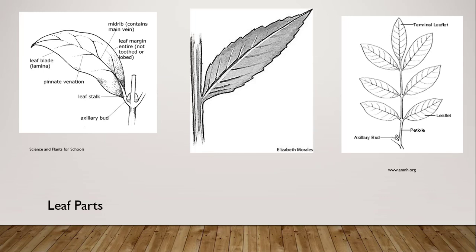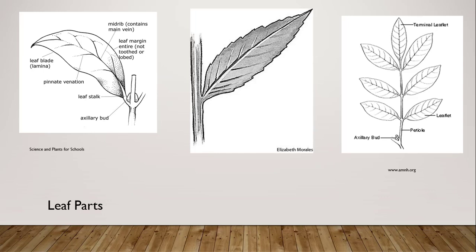And just here's some different leaf parts. The one on the left is a simple leaf. This particular plant has pinnate venation. That means there's one main vein that runs the length of the leaf, and then there's side veins that come off of that. And there's your axillary bud, so you know that that is a leaf.